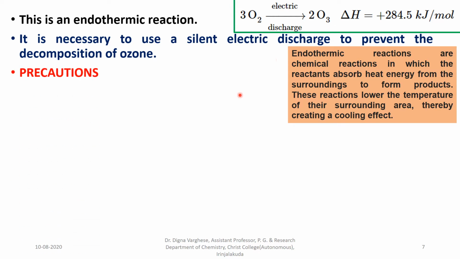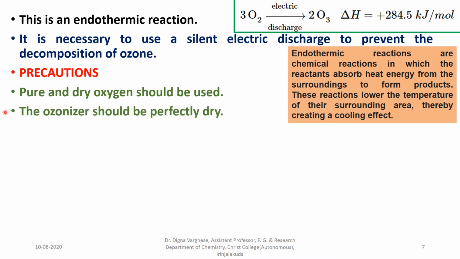What are the precautions to be taken for the preparation of ozone? First, pure and dry oxygen should be used. That means the reactant is pure. The ozonizer should be perfectly dry. There should be no water, moisture or any other impurities present in the ozonizer.